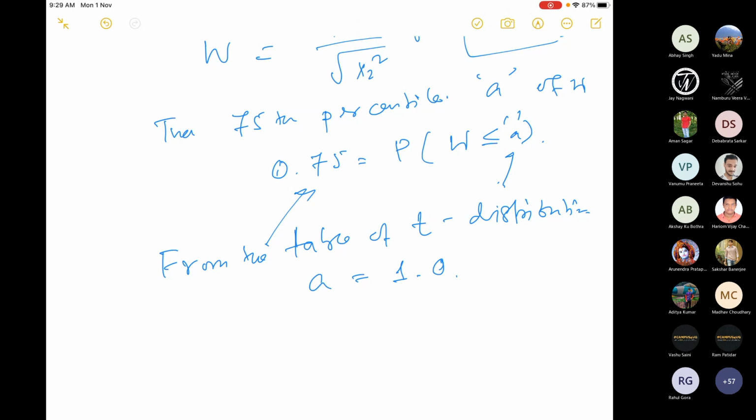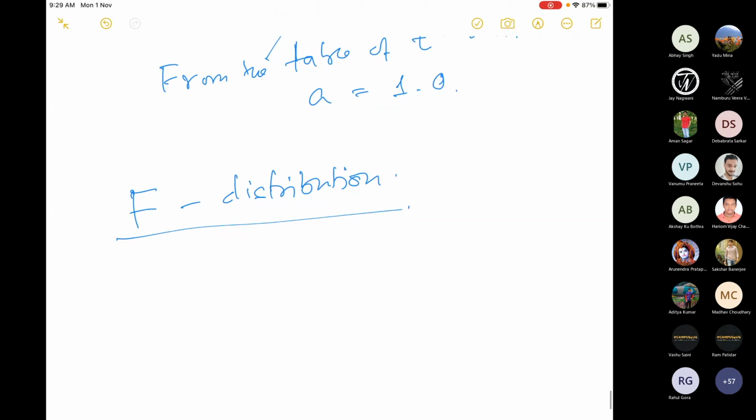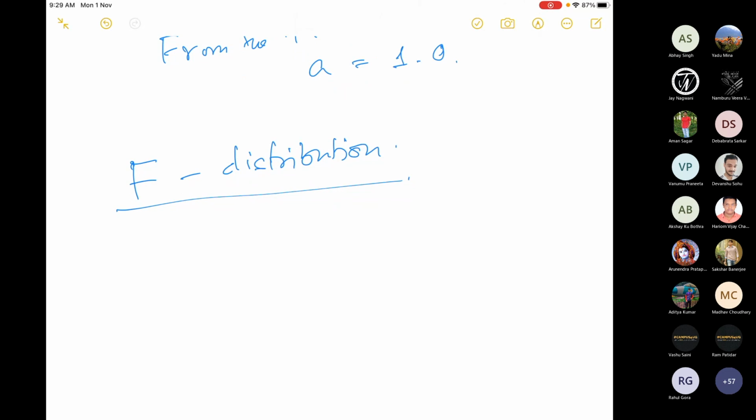Now we'll define the last sampling distribution for this course, the F distribution. This F is important. It is a little complicated, but it is a good distribution when you do a lot of statistical data analysis. We'll see some applications later on.